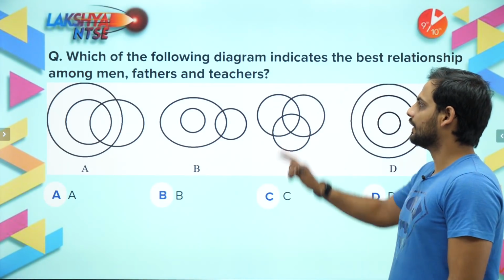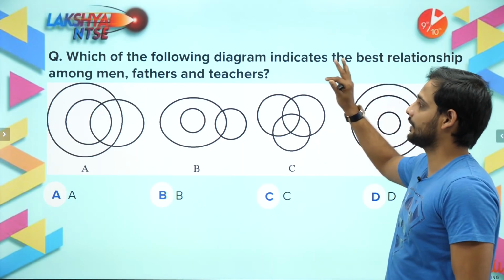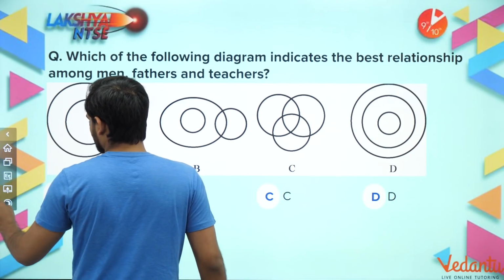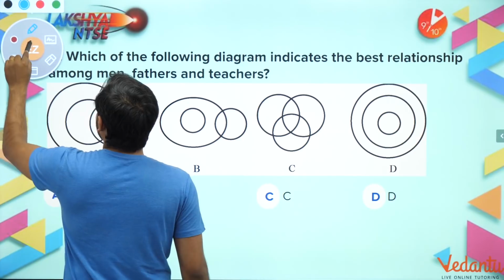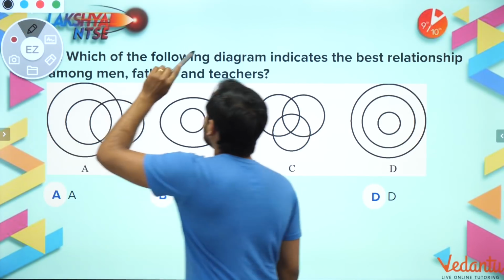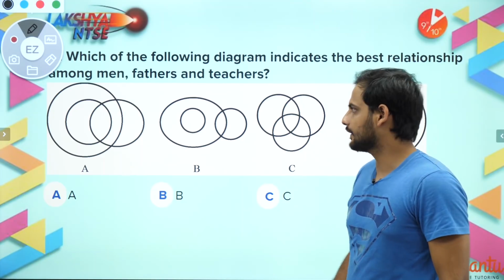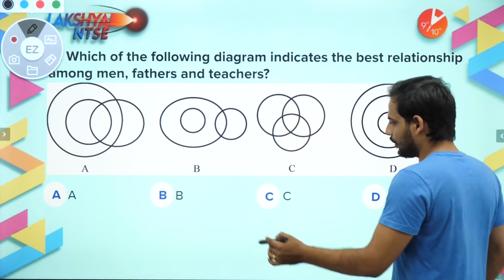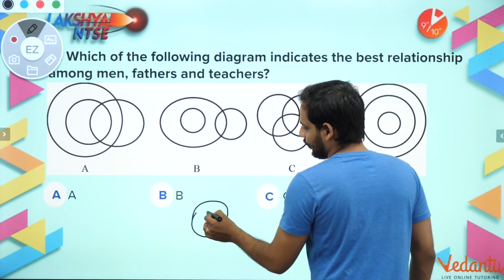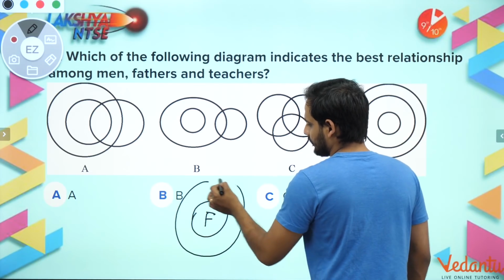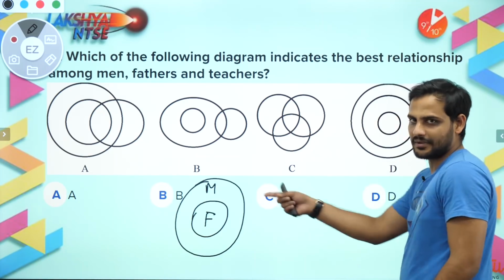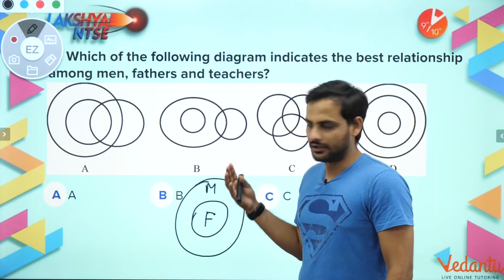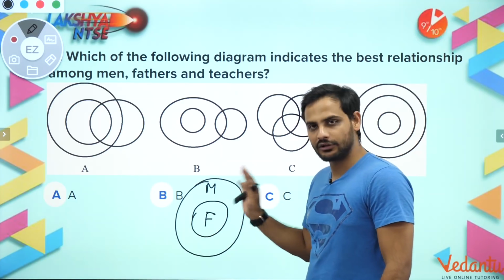Now let us look at some questions. Which of the following diagrams indicates the best relation among men, father and teachers? Now children, see carefully. We have to see which relation correctly tells us the relation between men, father and teachers. I know all the fathers will be men, but all the men will not be fathers. Out of all the men, only some will be fathers, not all. So all the fathers will be men, but all men will not be fathers.